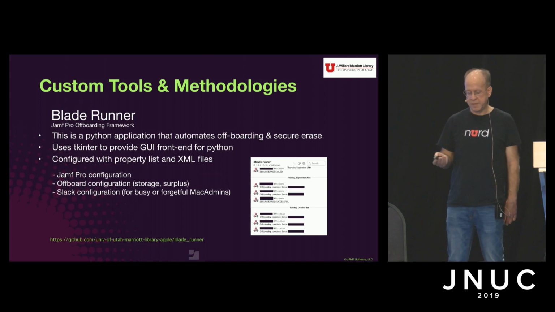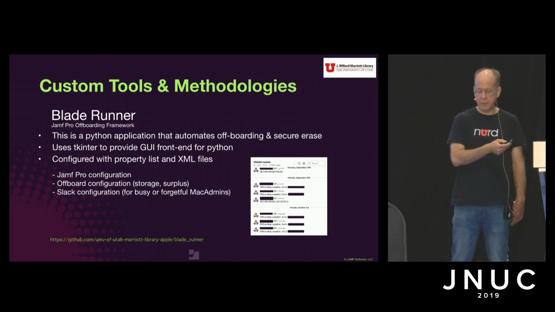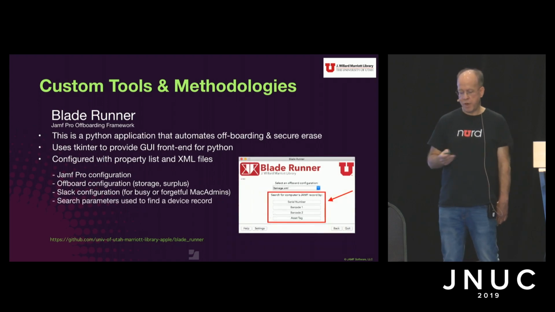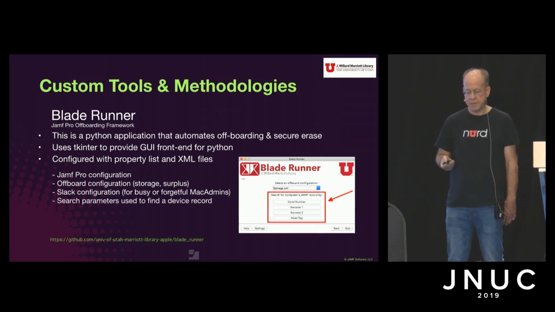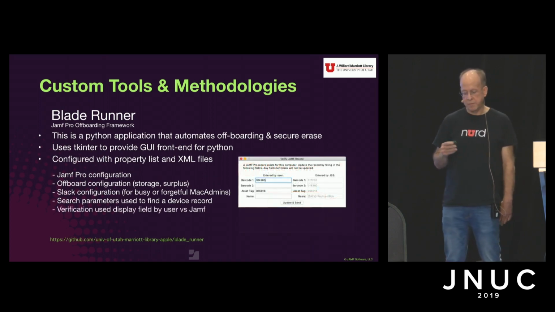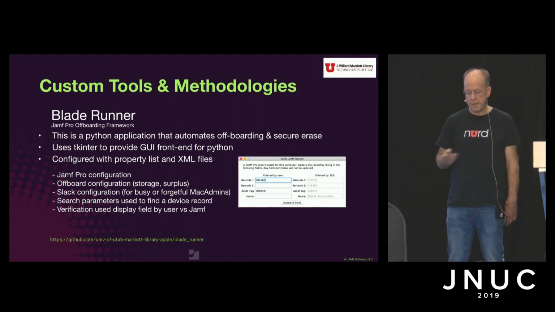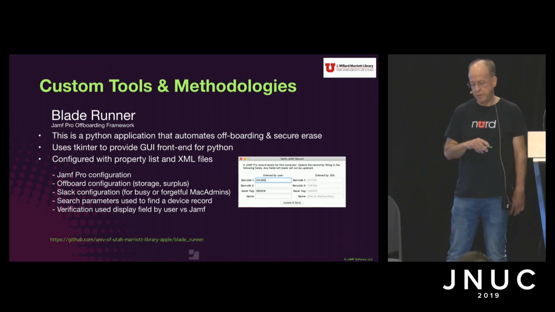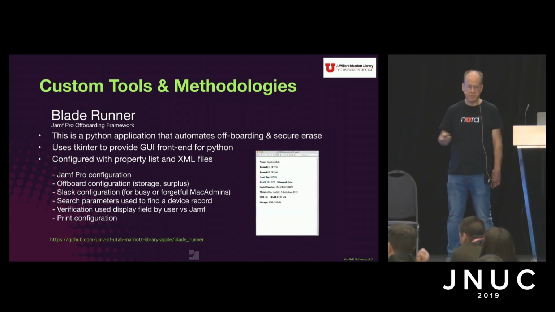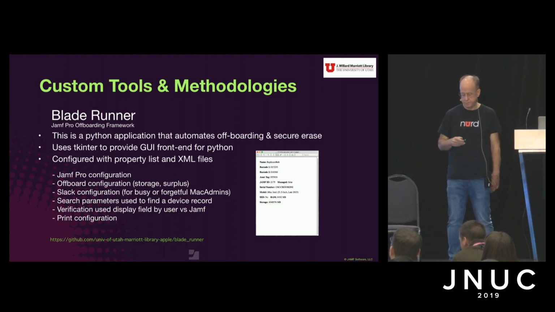We also use it for busy or forgetful admins. Because this is an automated system, we'd have this running in another location. If someone forgot they were offboarding the machine, it would send them a nag. We also have search parameters where you can search your Jamf installation from the Blade Runner configuration station. We also have verification built in where you can verify it from the client and the user inputting data, just to make sure there's a sanity check. There's also a print configuration which you can completely customize that you can affix to the offboarded system.